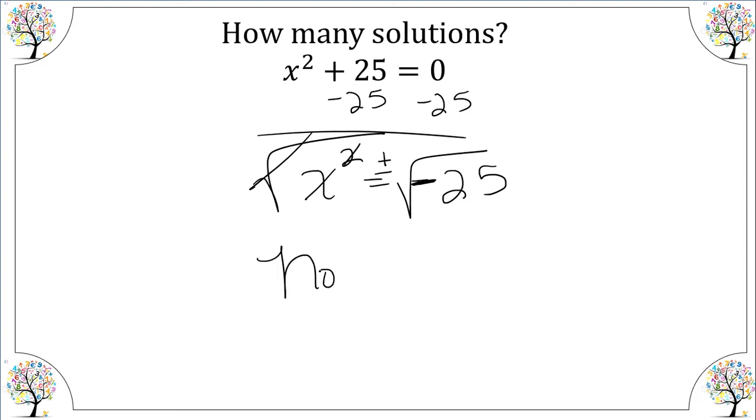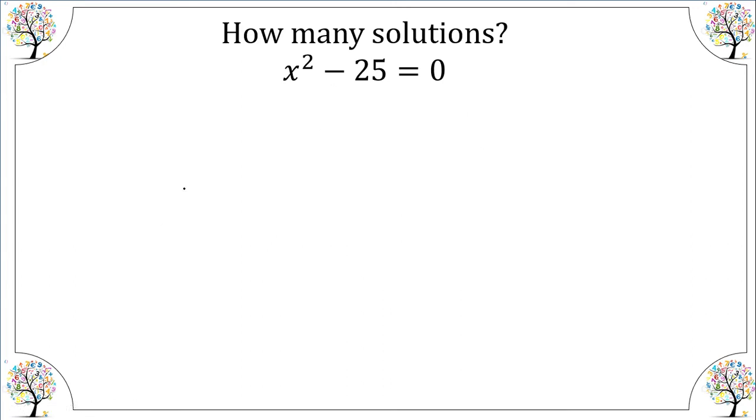So we are going to say no solution because there's no value that if I put in for x will make a true statement. If you said the answer was negative 5, negative 5 times negative 5 is 25. 25 plus 25 is not 0. So there is no solution for this equation.